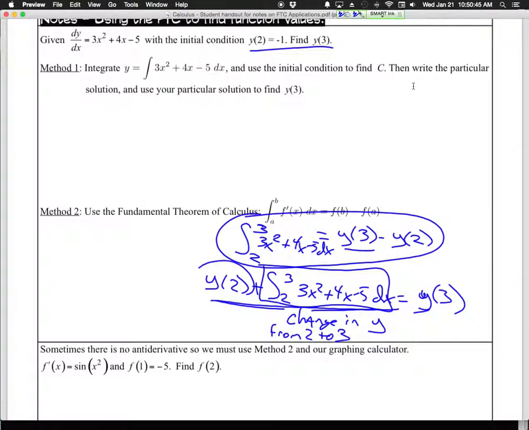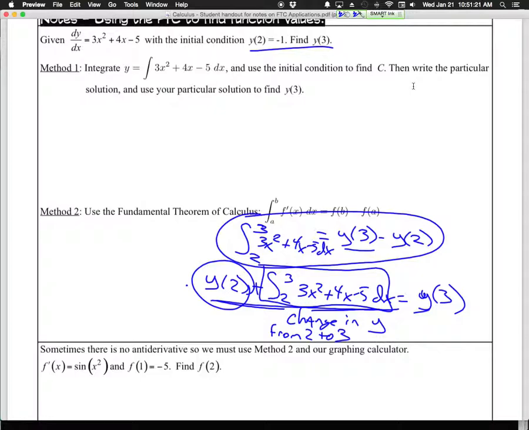So, if I know where I'm at at 2, and I know what the change is from 2 to 3, what do I need to do to be able to figure out what y of 3 is? Add them. So that's why it makes sense. I've got my starting y value plus the change in y, and that gives me the y I'm looking for. That's why it works. So if we're looking for y values, and we want to use the fundamental theorem of calculus, we need the initial y value plus the integral, and that gets it done.